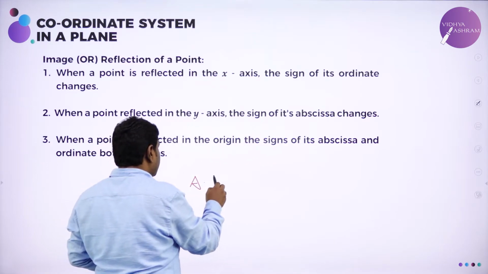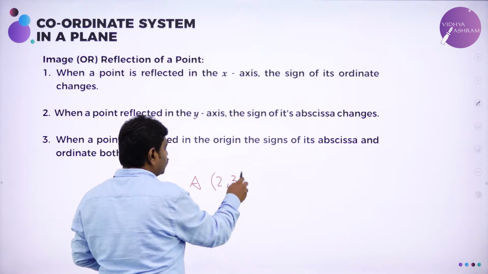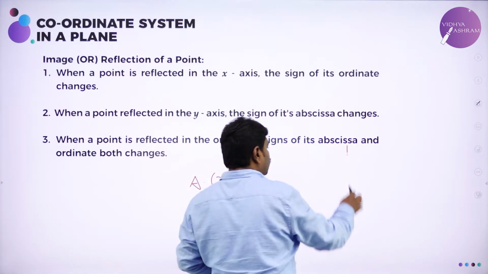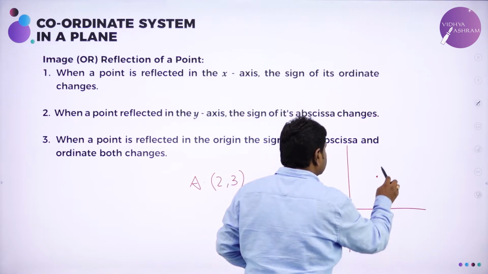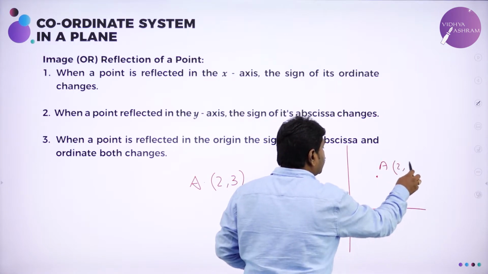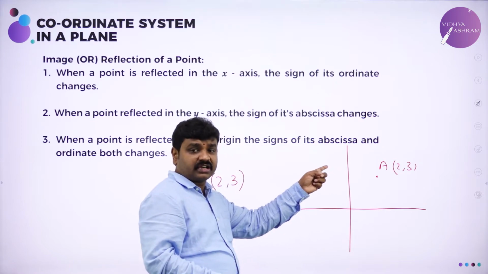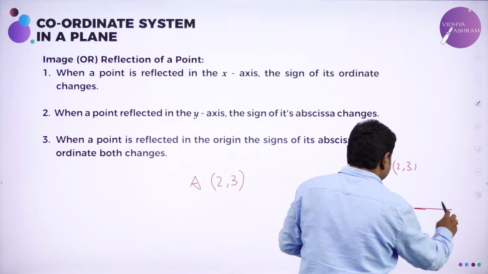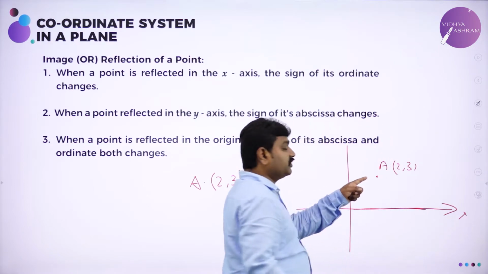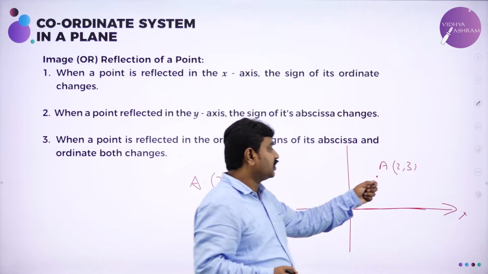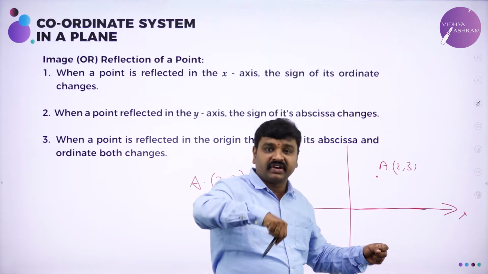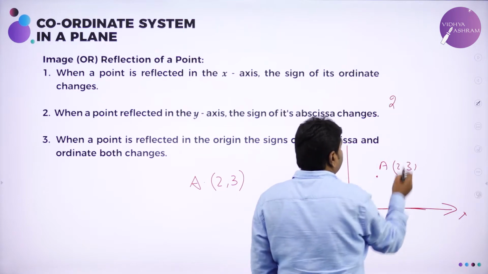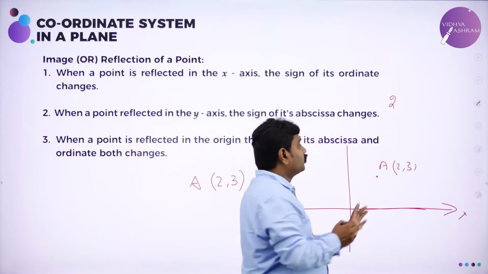Now I will give you a point. Point A is 2 comma 3. Which quadrant is the point in? First quadrant, because both are positive. So this is the point. If I want you to write its image or reflection with respect to the x-axis, that means the x-axis acts as a mirror. For the image, you should change the sign of y. X-axis means change the sign of y. Which is the y coordinate? 3. So make it minus 3.